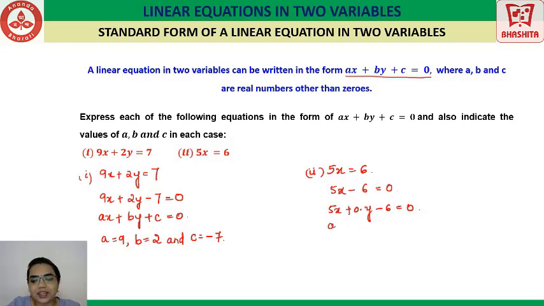Now let us compare it with this form ax plus by plus c equal to 0. What is the value of a? a is equal to 5. Value of b? b equal to 0. c is equal to minus 6. Can you see how easy this is? This is one of the most important questions that you can expect in your exam.